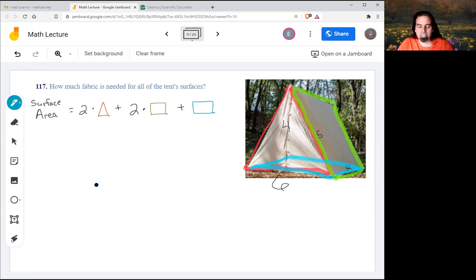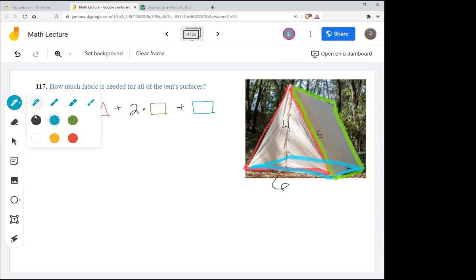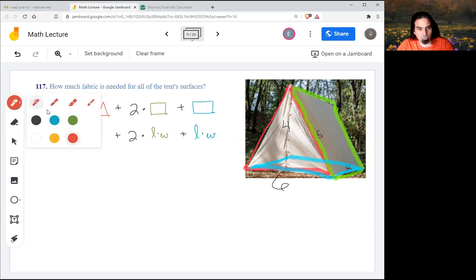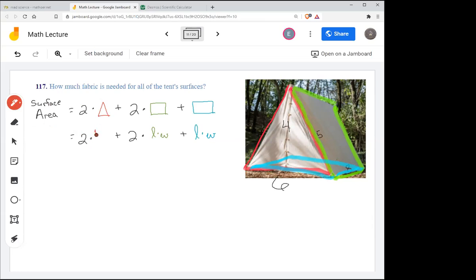Everyone okay with my plan? Yeah. Okay, now we're going to put in wherever we have a shape or formula. So rectangles are length times width. What do I do for my triangle formula? Either 1/2 times base times height or base times height divided by 2.